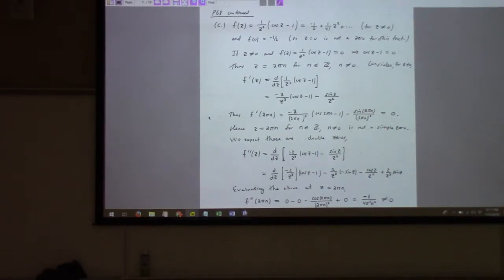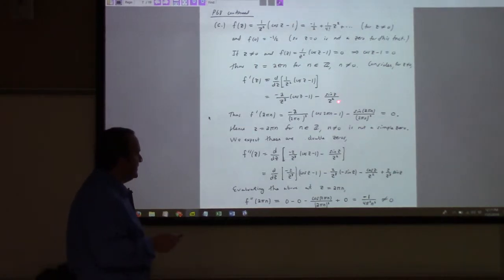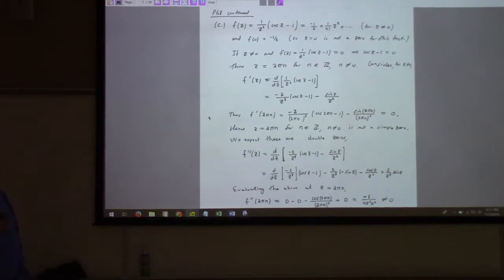This one here, if you want to do it by direct calculation, differentiating gives me this for z not equal to 0, right? And if you plug in 2 pi n, you get 0. But if you differentiate again, you get this. And if you plug in 2 pi n, you get minus 1 over 4 pi squared n squared, which is not equal to 0, which shows you directly that for n not equal to 0, it's a double zero.